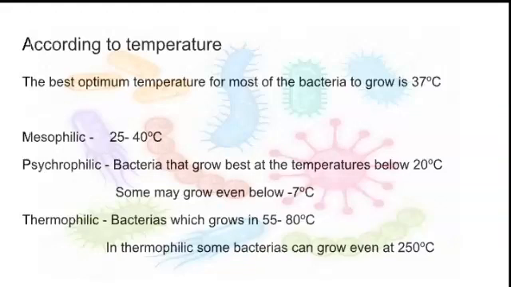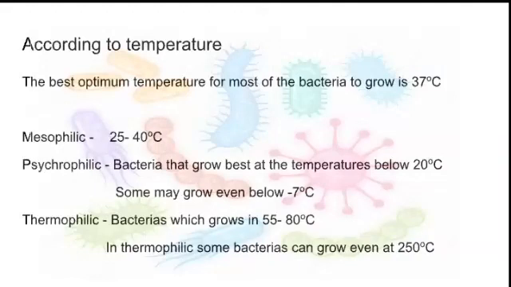The next one is thermophilic bacteria, which grow at extreme hot temperatures like 55 to 80 degrees Celsius. The problem here is that sterilization and steaming may not affect thermophilic bacteria. So you should always remember 100 degrees is the minimum essential. But some bacteria can even grow at 250 degrees Celsius. So thermophilic bacteria tolerate extreme high temperatures like 55 to 80.